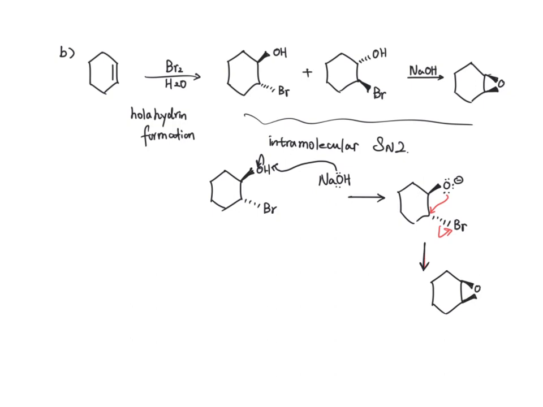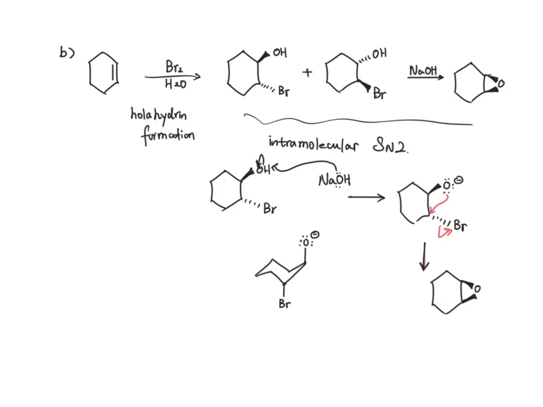Okay, and you may have a question: why is this not an E2 reaction, since you have this strong base and this good leaving group? My explanation here is, let's draw out the chair conformation. So we have the bromine in the axial position to be reactive, and at the same time we have this oxygen carrying the negative charge.